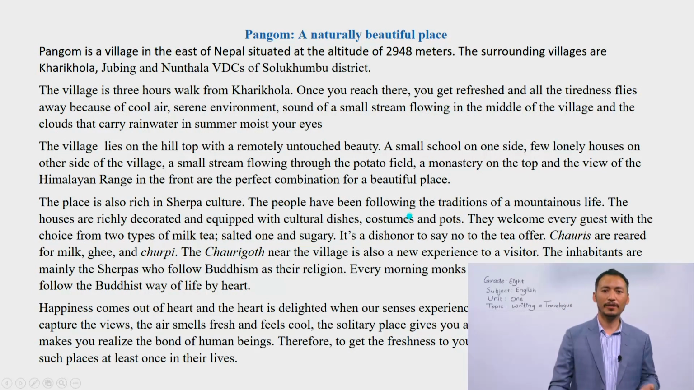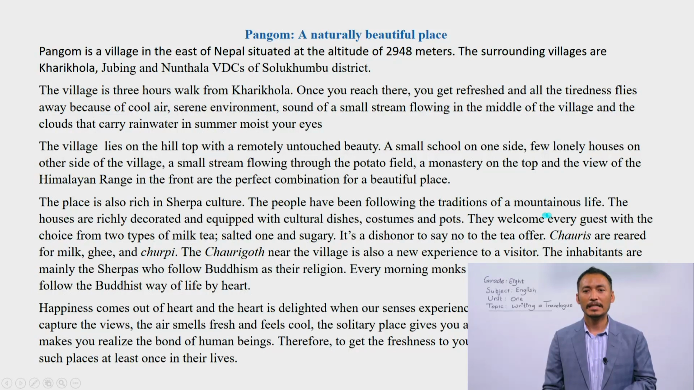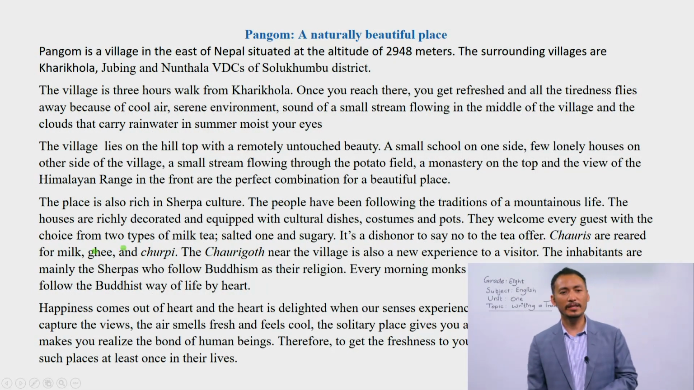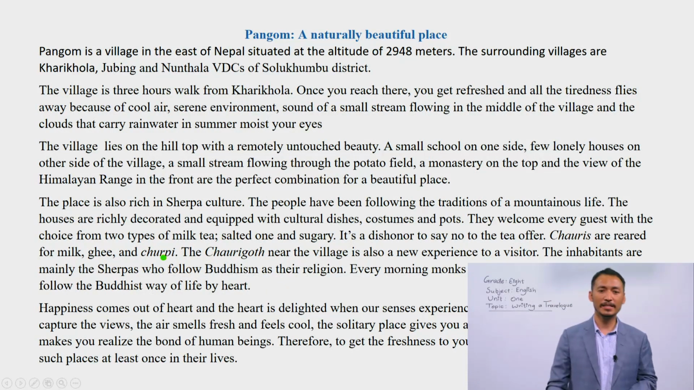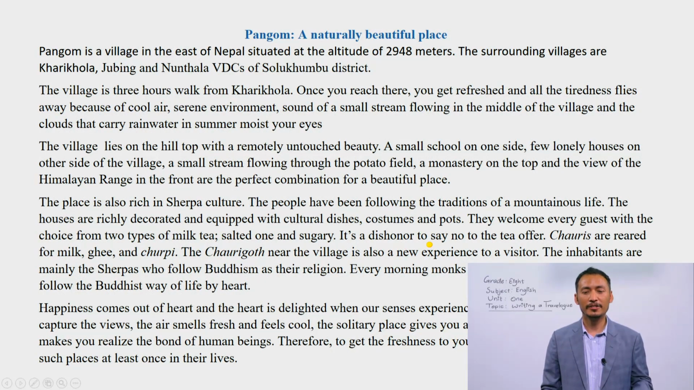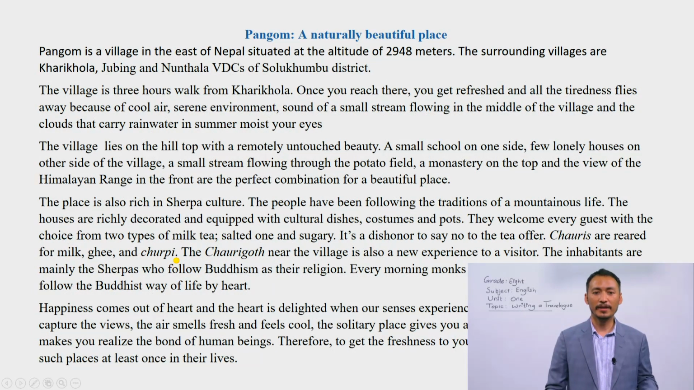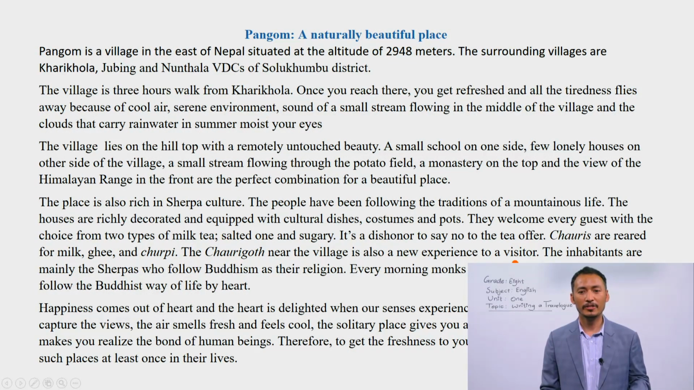The people have been following the traditions of mountainous life, and the houses are richly decorated and equipped with cultural dishes, costumes, and pots. They welcome every guest with the choice from 2 types of milk tea, salted one and sugary one. It's a dishonor to say no to the tea offer there. Chauris are reared for milk, ghee, and churpi. The Chauri goat near the village is also a new experience to a visitor.